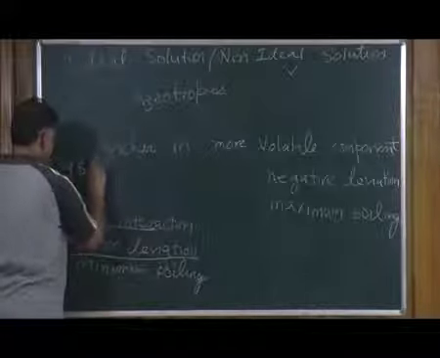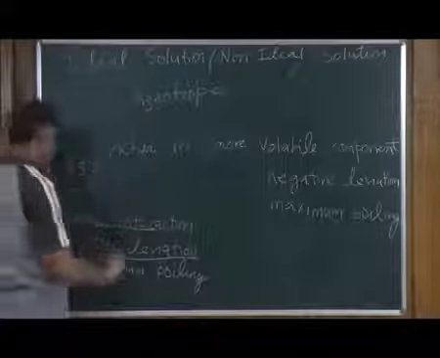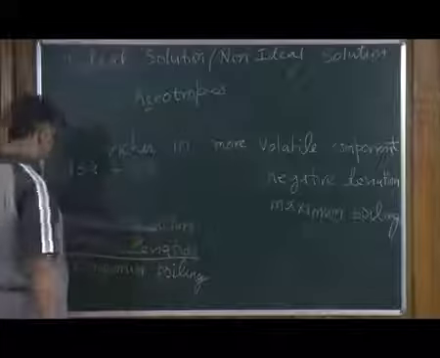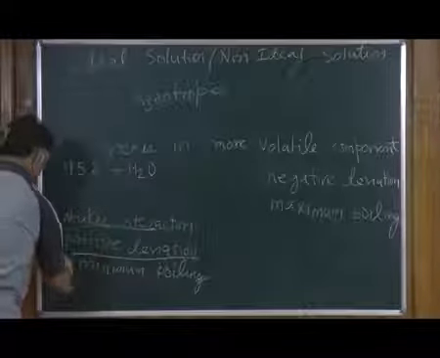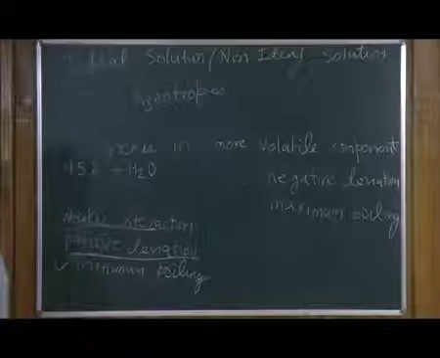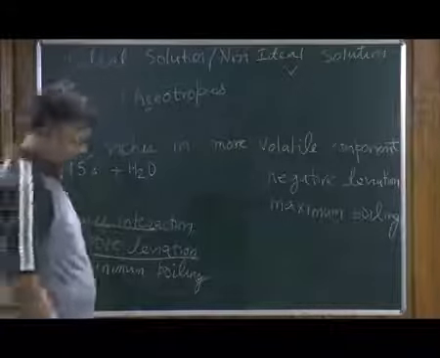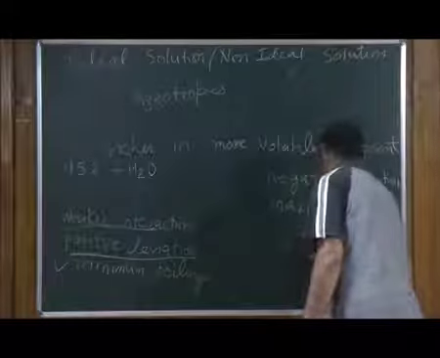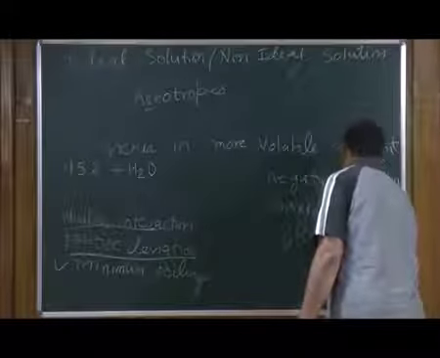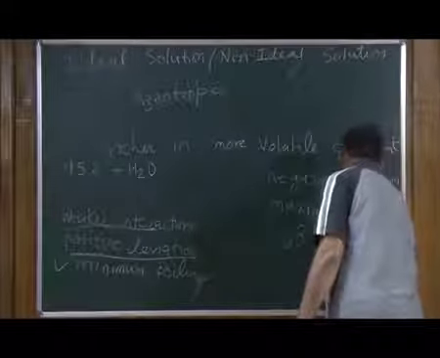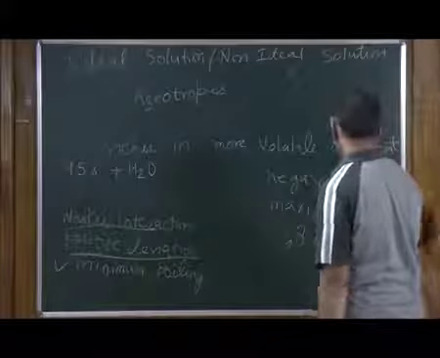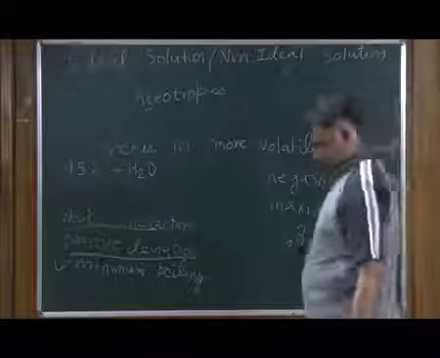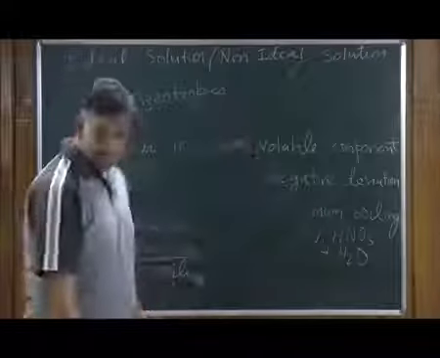And the examples for such binary solutions are, if I have 95% ethanol by volume in water, it forms minimum boiling azeotropes. And similarly, if I have 68% HNO3 by weight in water, then it forms maximum boiling azeotropes. So, that is where we stop.